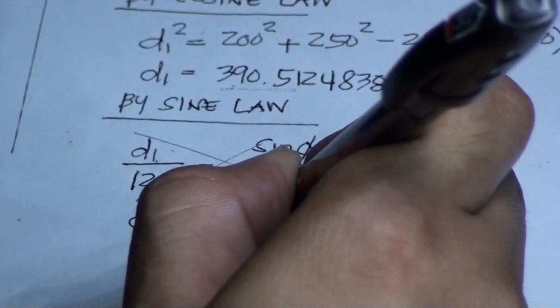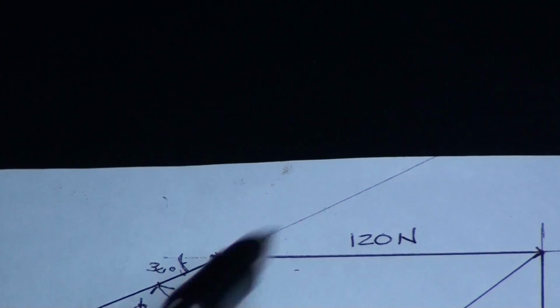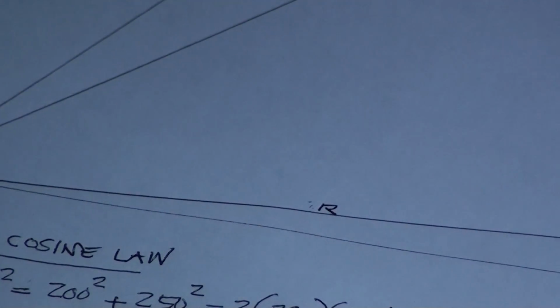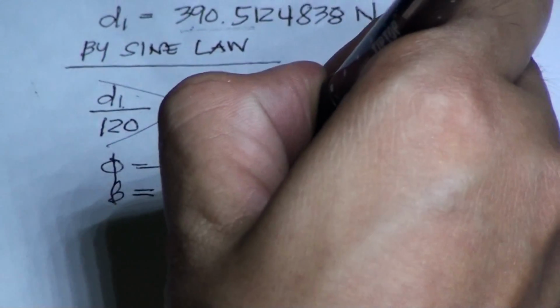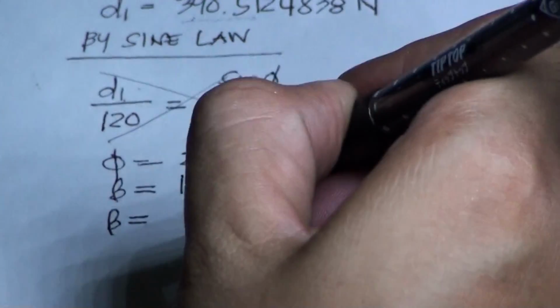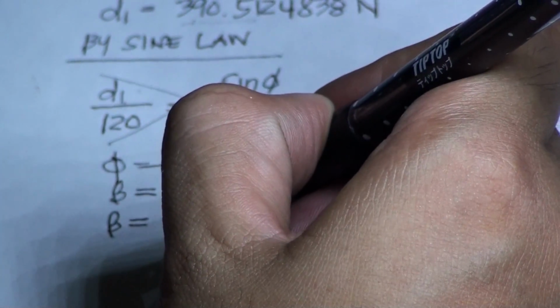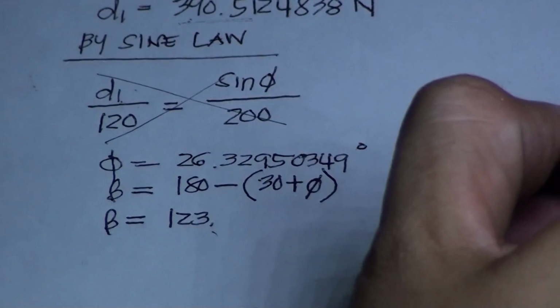180. Why is it 180? Because the number of degrees for a straight line, 180 minus 30 minus P will be equivalent to beta. So minus the sum of 30 plus P, such that your beta will become 123.6704.